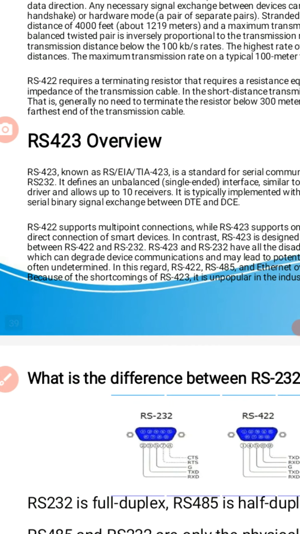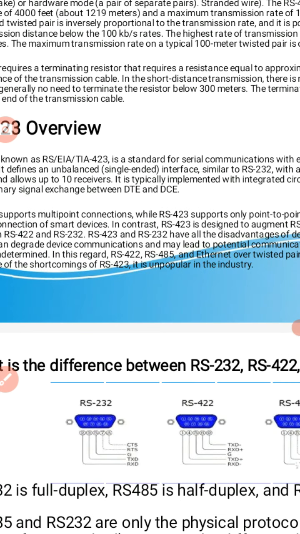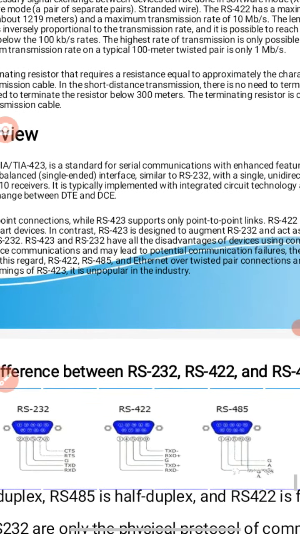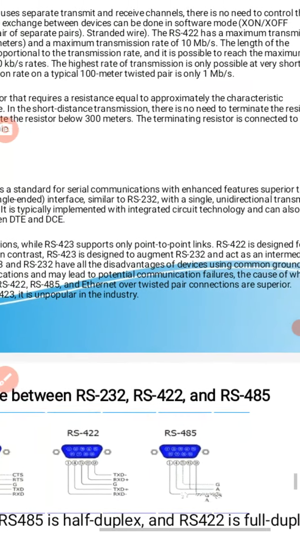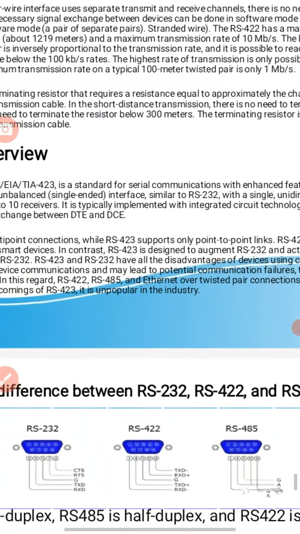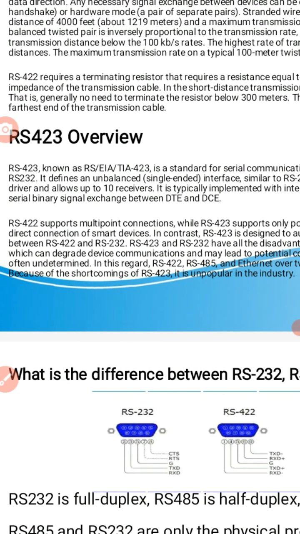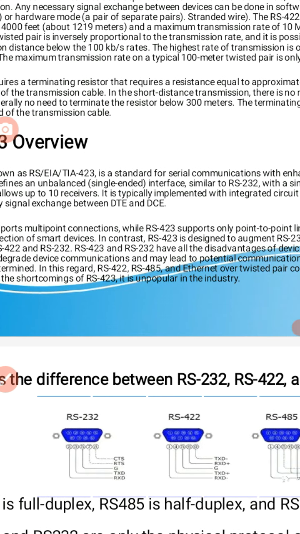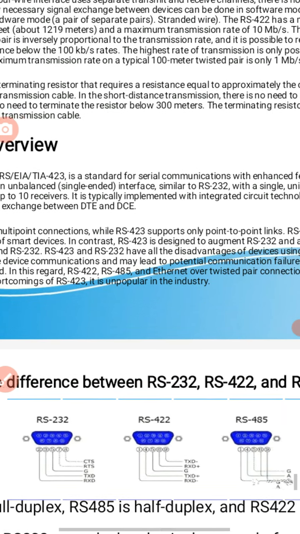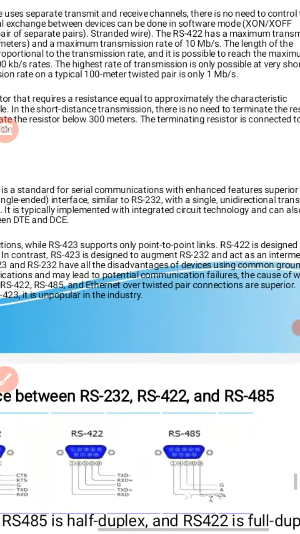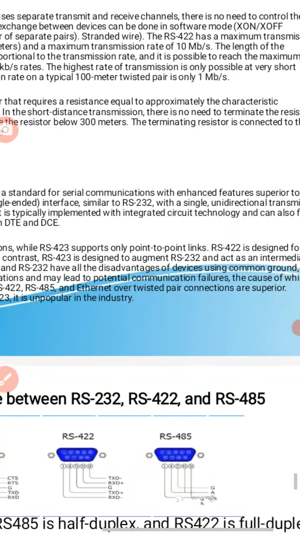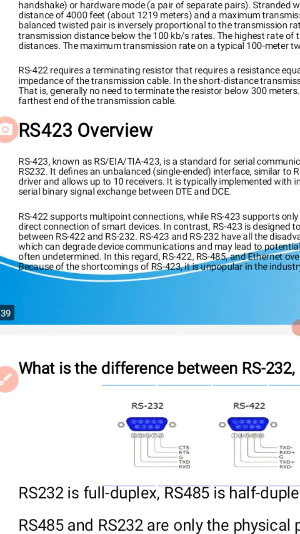RS422 supports multi-point connections, while RS423 supports only point-to-point links. RS422 is designed for the direct connection of smart devices. In contrast, RS423 is designed to augment RS232 and act as an intermediary between RS422 and RS232. So RS423 is an intermediary.